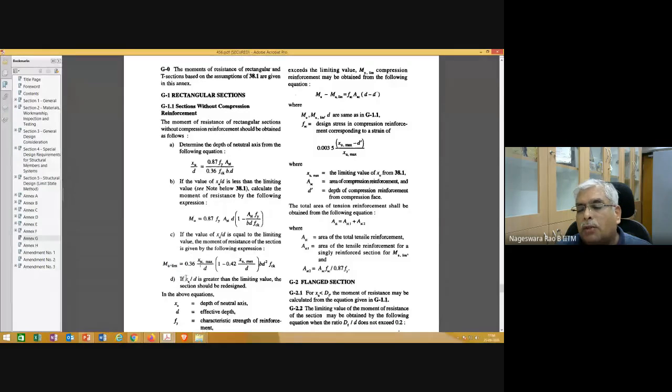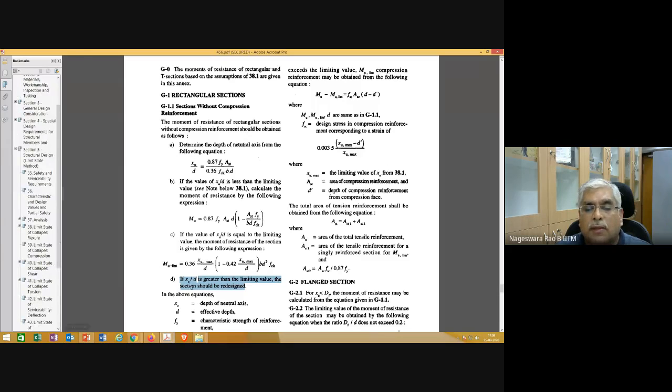And if Xu divided by D is greater than the limiting value, that is Xu max divided by D, the section should be redesigned. That's what the limit state method says. Section means you need to revise your dimensions of the beam. Why do you need to revise this? Why does it have to be revised? That you will understand if you go back and see your assumptions.